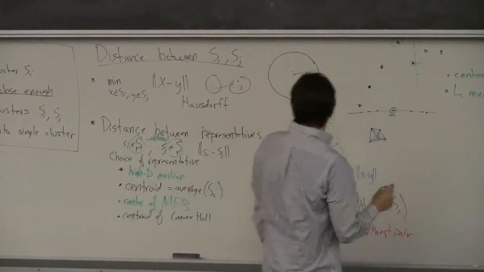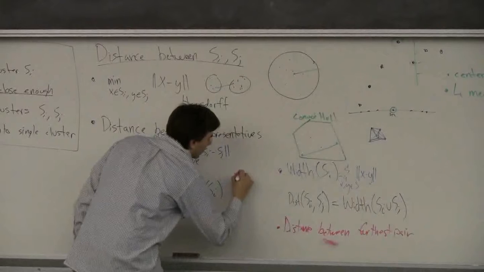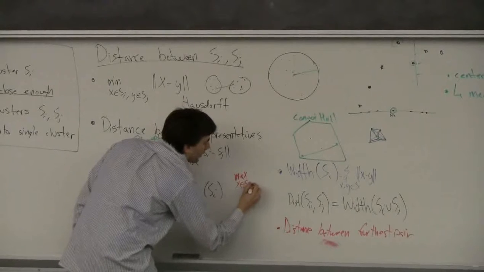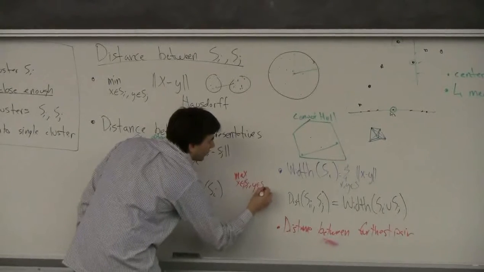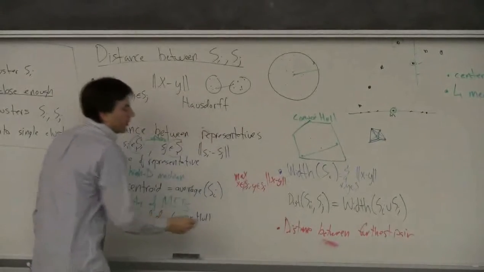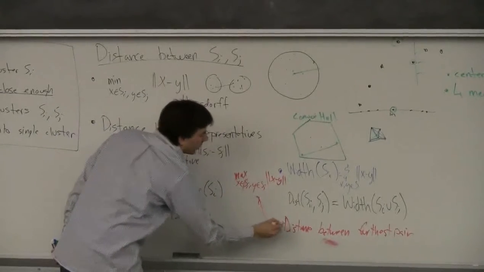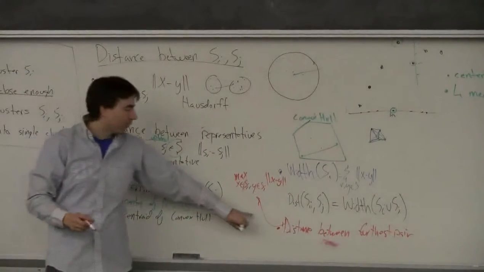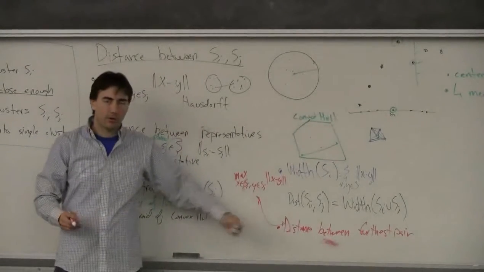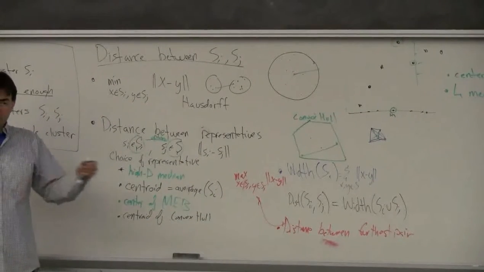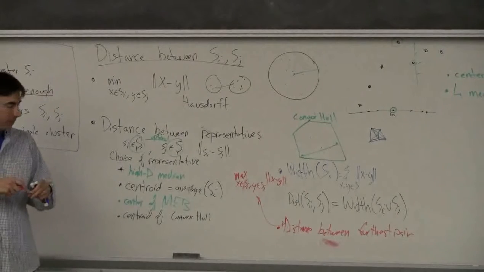Write this over here. Max of x in Si, y in Sj, distance x minus y. Right, so here I had the minimum between the 2 points. This is the furthest between the 2 pair of points. So maybe you don't want any 2 points to be really far apart. So you want to minimize the compactness of the cluster.